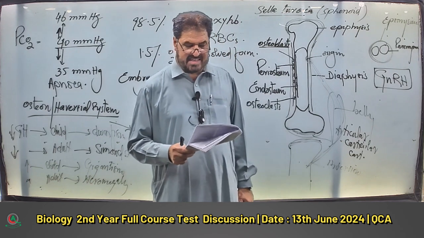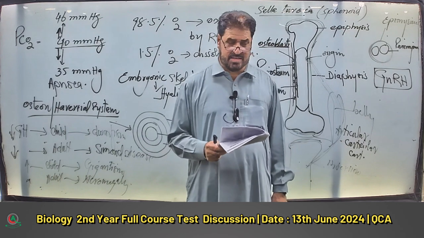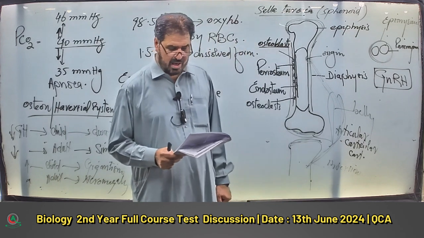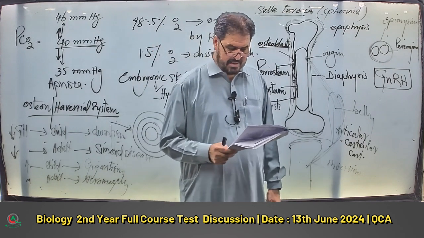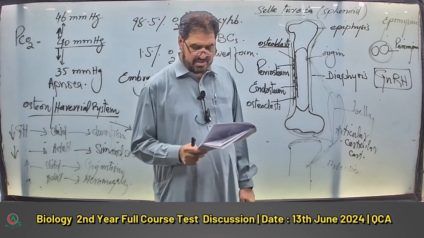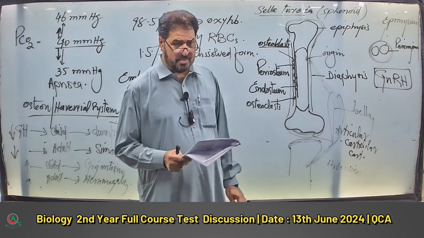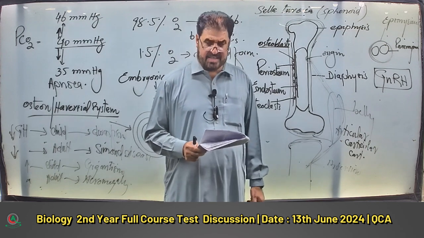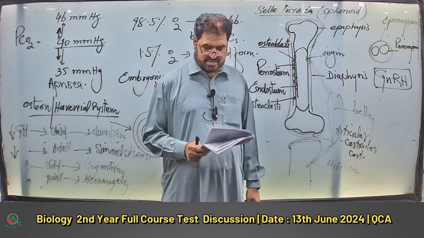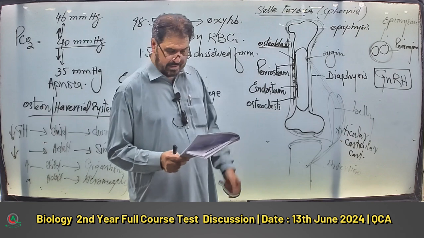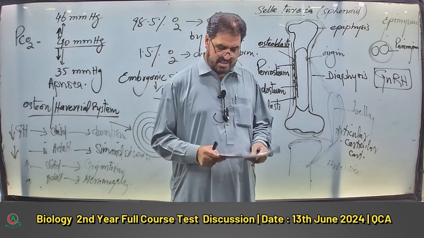Gametes are sex cells. So option B is correct. Until ejaculation, sperm are stored in which part of the reproductive tract? That is epididymis, the longest tube or duct in the reproductive system.